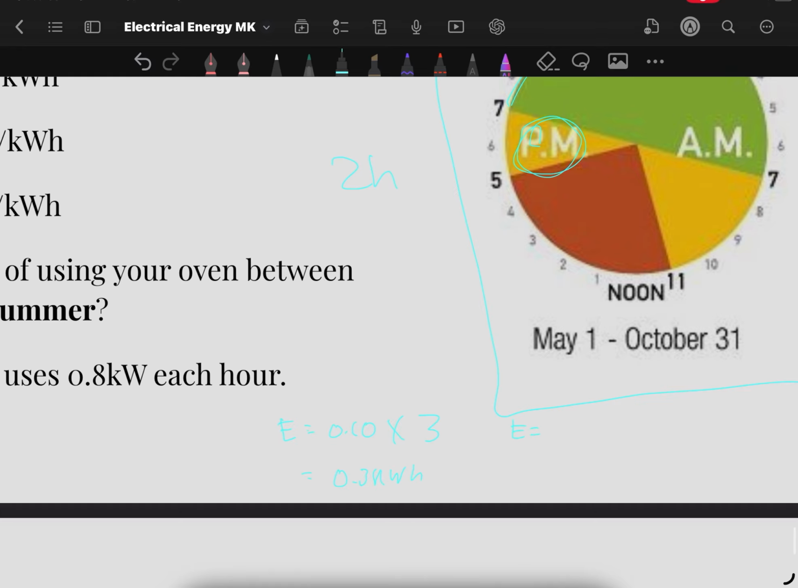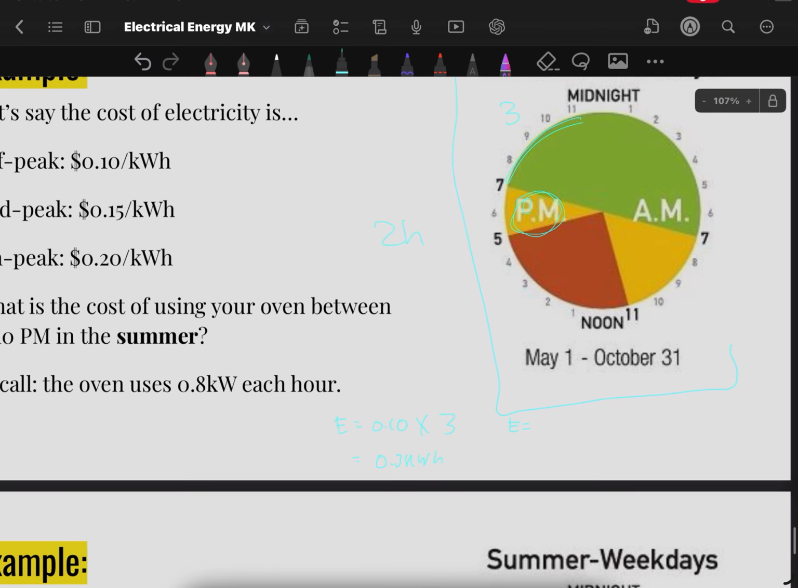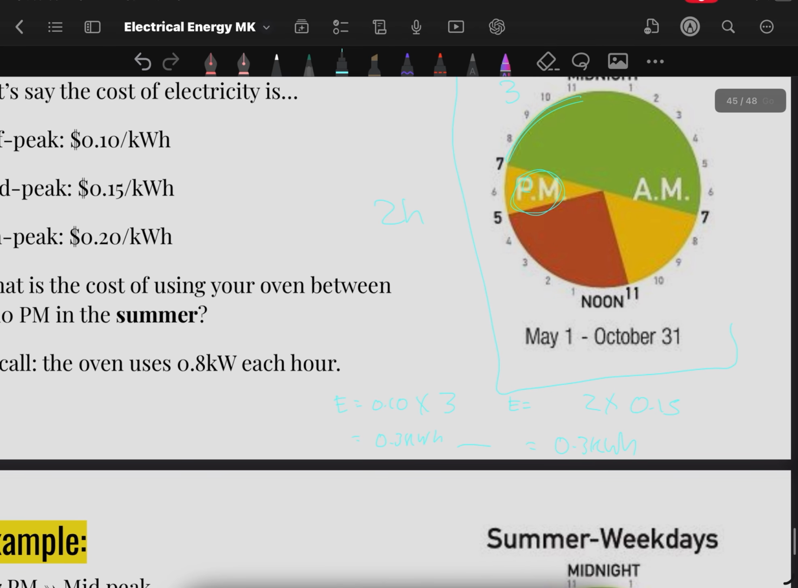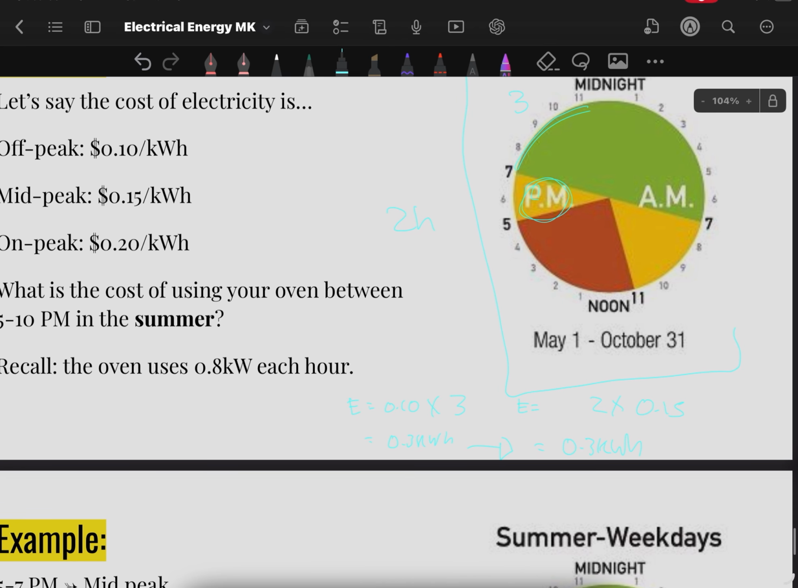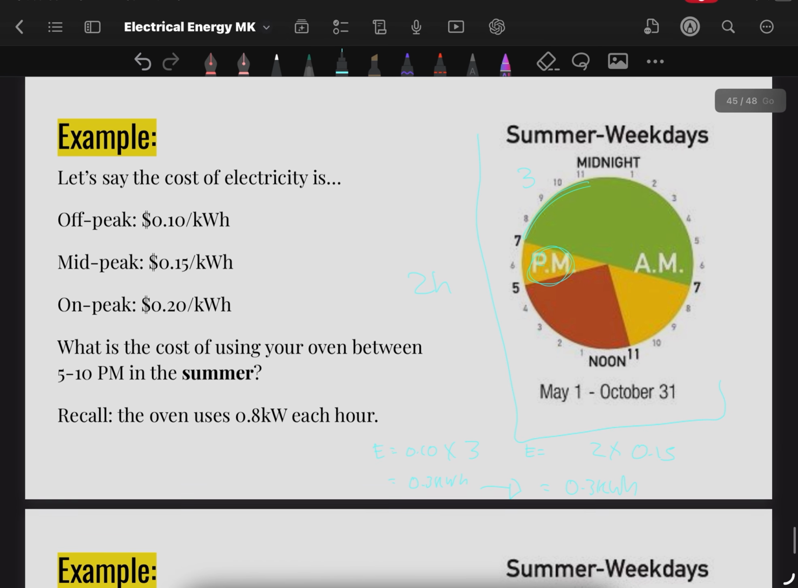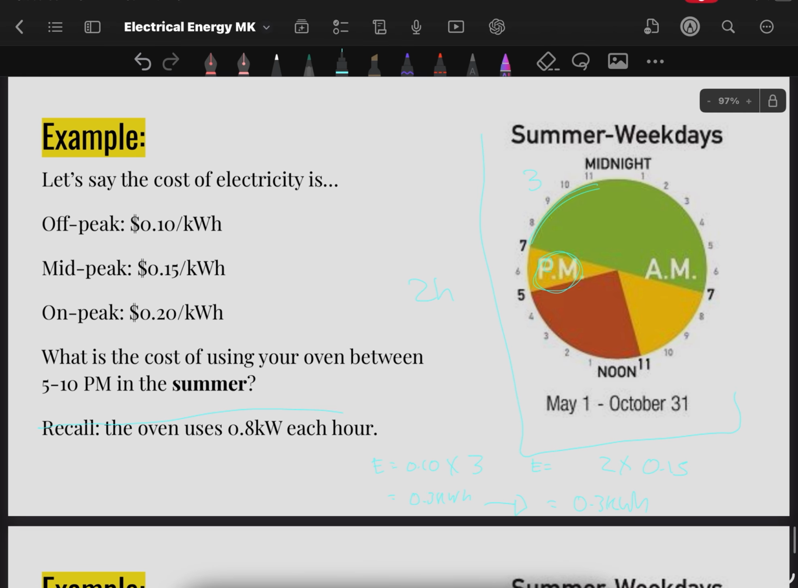Now another one is energy equals 2 times, and we have a mid-peak, so let's do 0.15, and 2 times 0.15 will get us 0.3 again. And from here, the total is 0.6. Now, in this case, I actually didn't see something. The oven uses 0.8 kilowatt-hours per each hour. So I would actually assume that you don't use these rates. I think this was just misleading, to be honest.